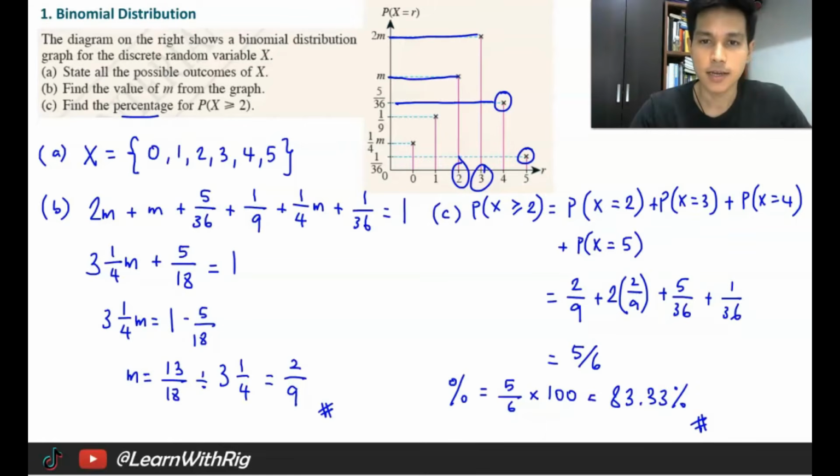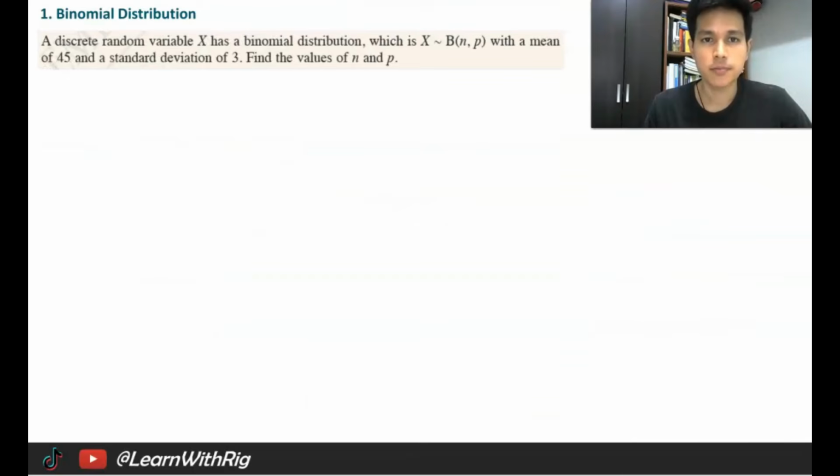Alright. Next, the discrete random variable X has binomial distribution, which is, okay, so they didn't give you the value, they just write there n and p, with mean of 45, standard deviation of 3. Find the value of n and p. Okay, so this is something I haven't taught you yet, so I'm going to write this in the notes part.